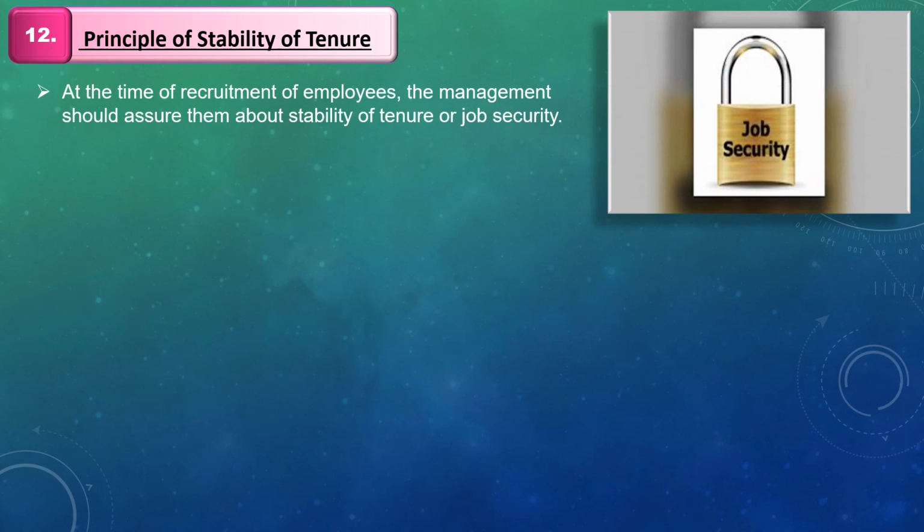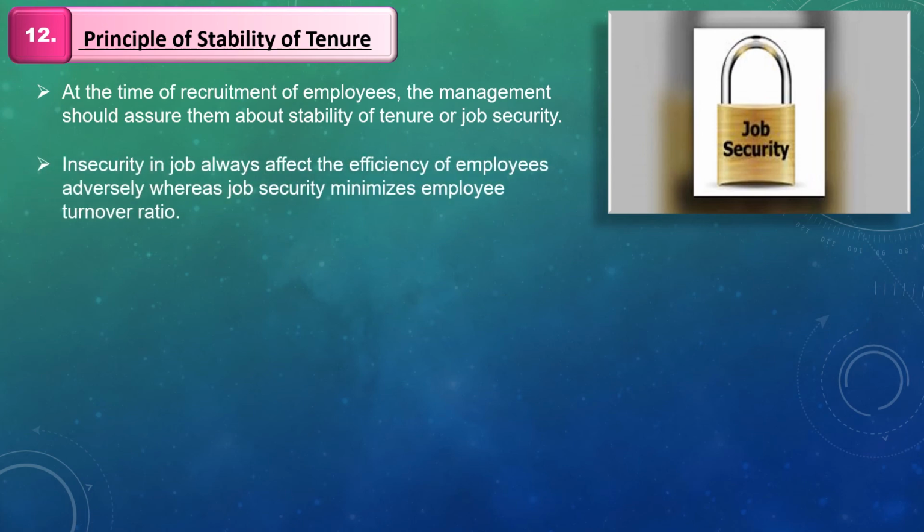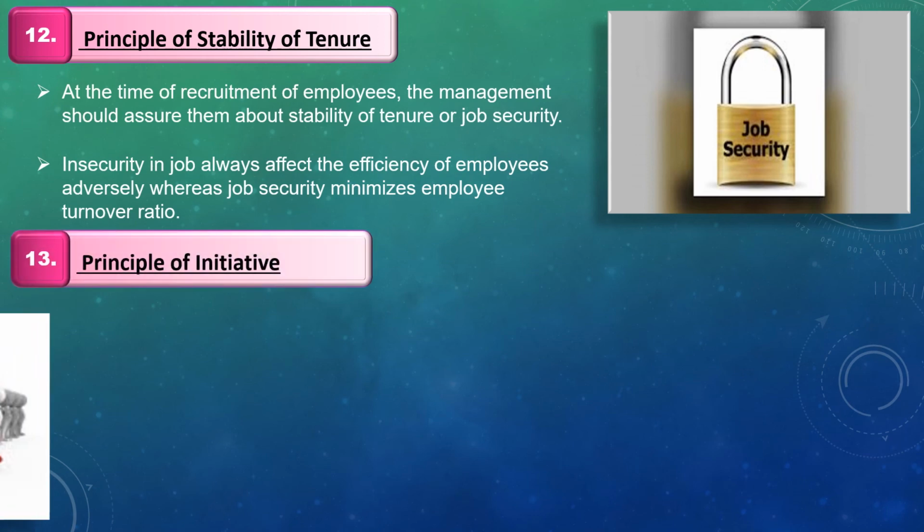It means in an organization, whenever an employee is appointed for a job, he or she should not be removed from their position frequently. Job security should be there, because insecurity in job always affects the efficiency of employees adversely, whereas job security minimizes employee turnover ratio. See, if an employee feels secure at his job, then he will contribute his maximum capability and will work more efficiently for the organization. Now, next principle is principle of initiative.